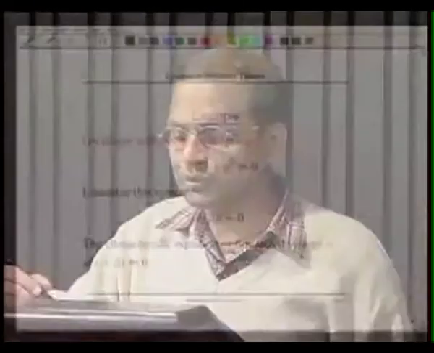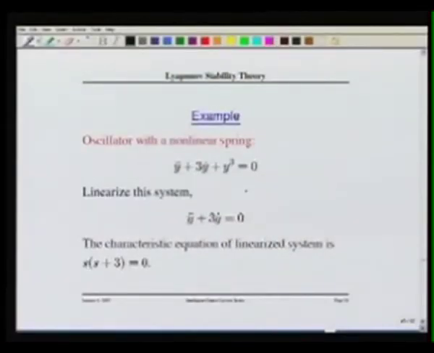So, here is an example. We take a second order system with a cubic nonlinearity, y cube is there. If you linearize this system, you get y double dot plus 3 y dot equal to 0. The characteristic equation of the linearized system is s into s plus 3. So, you see that you cannot say using Lyapunov's indirect method that the system is stable, because one of the poles is 0. So, the indirect method fails here.